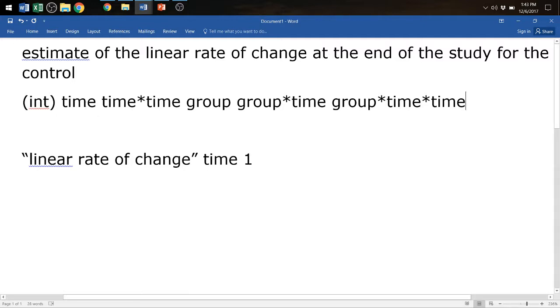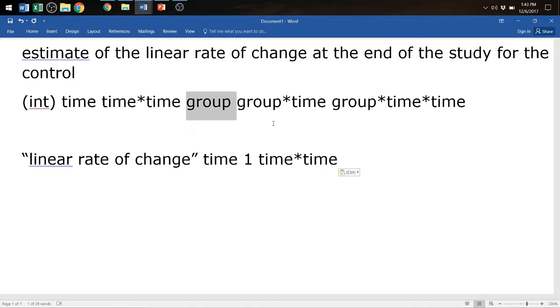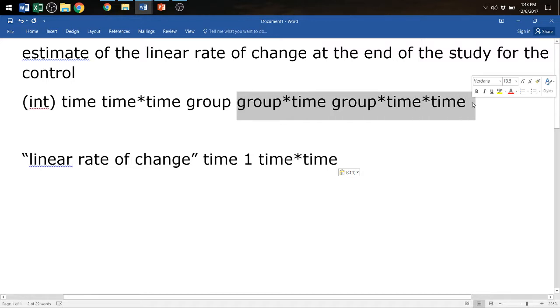So if time is the slope for which I'm trying to gain an estimate, that's the one, right? Do I need this quadratic term? Yes, I do. Is the word time in the highlighted portion here? No, so group doesn't go there. Even though it is for the control group, the main effect of group is for the intercept, not for the linear rate of time. However, if I want to know what the effect of time is for control versus treatment, I need that one, right? And if I need that one, I need that one.